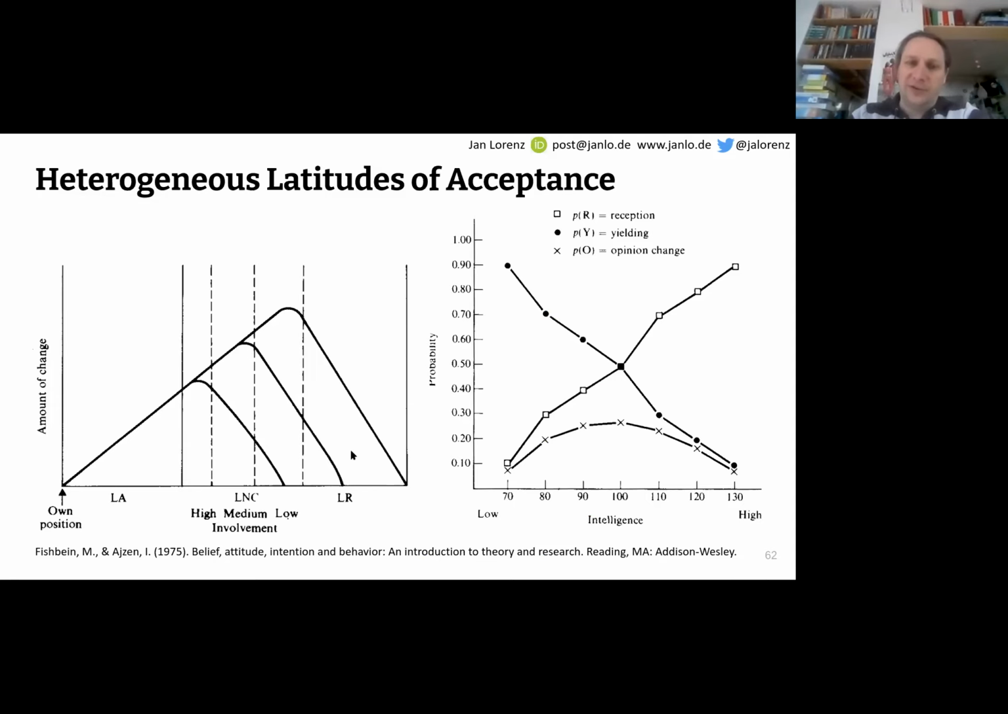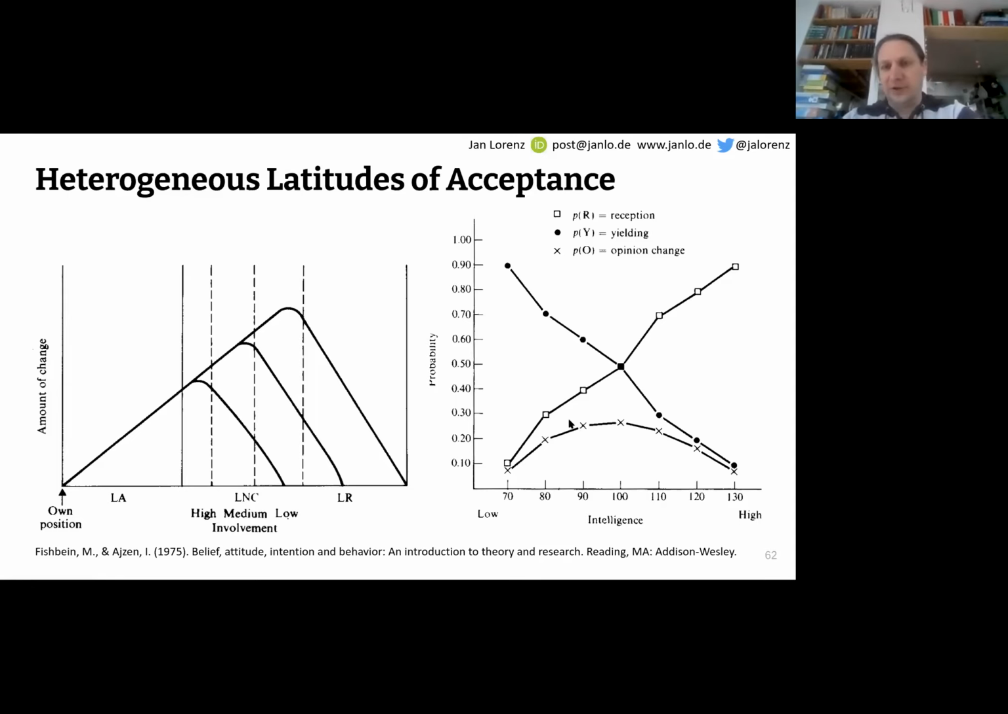There's even some evidence here. This is a more theoretical thing: the higher the ego involvement of people in an attitude, the more important the attitude is for the person, the less it changes. This is the ego involvement idea.